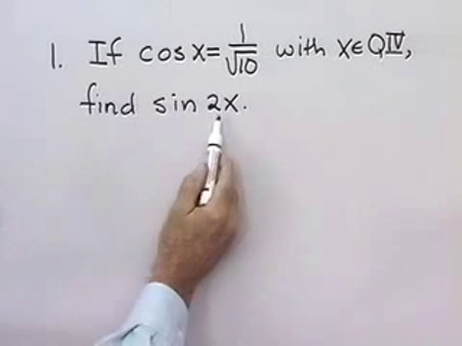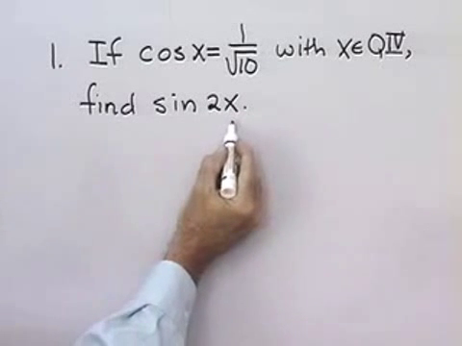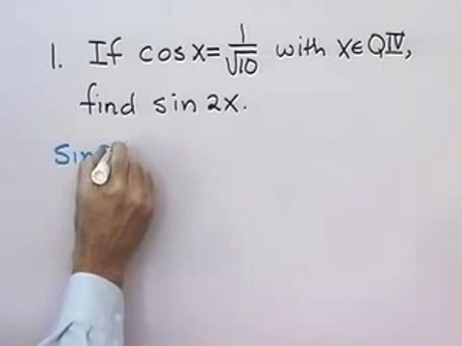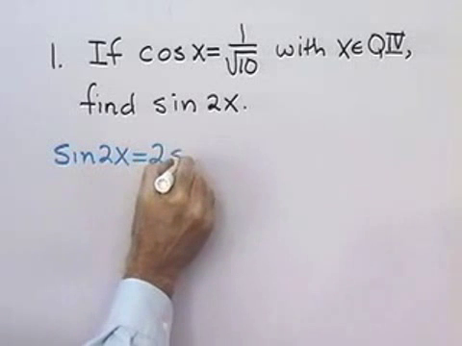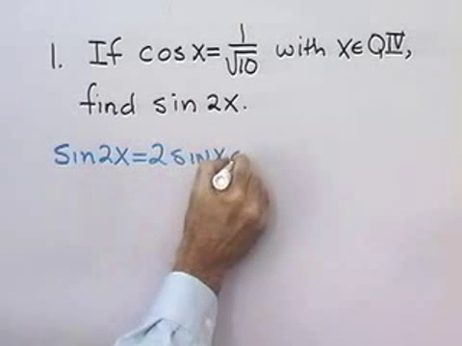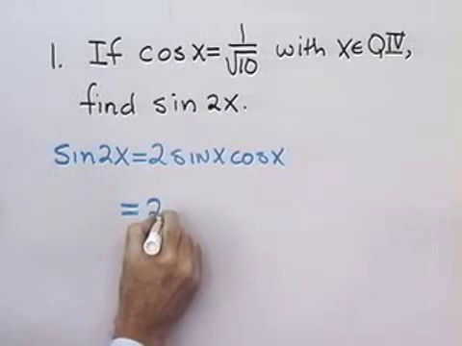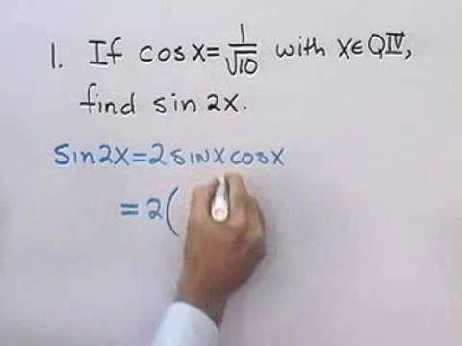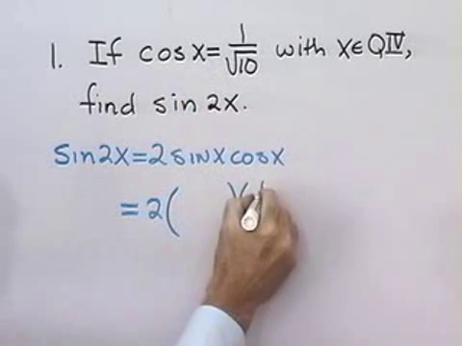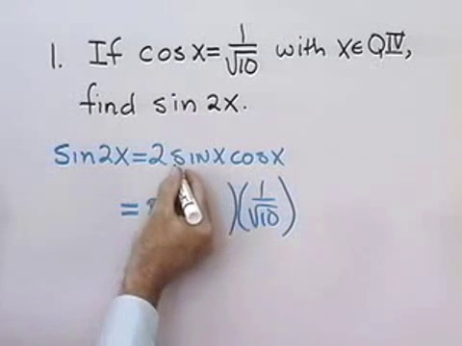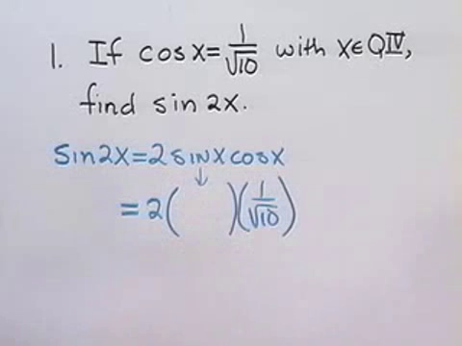the sine of 2x? Now you know you've memorized the formula here for the sine of 2x, and we have this. Sine 2x is equal to 2 sine x cosine x. So I know I can fill this in as 2 times, well, I don't have the sine of x, but I do have the cosine of x, 1 over square root 10. So it looks like I'm going to have to find the sine of x to put in here.